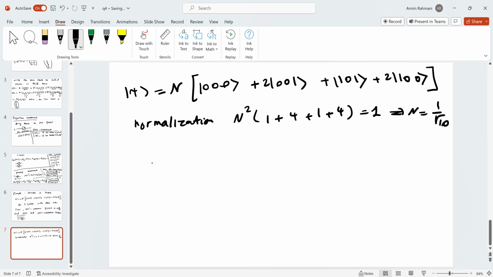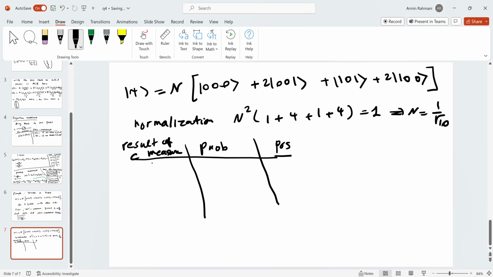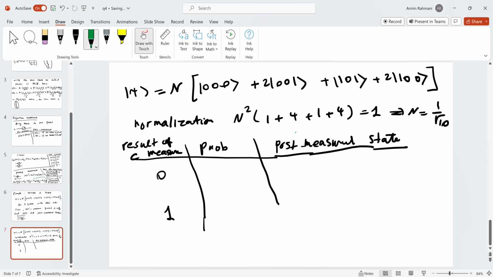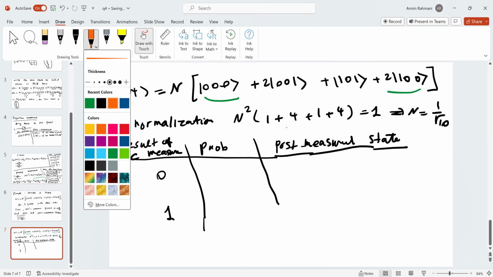Now, we measure C. So let's say result of C measurement, and then let's say probability, and then say post-measurement state. So we said C can be 0 or 1. It's just 1 qubit. So if it's 0, what is the probability? Well, out of these 4 states in the superposition, there are 2 that are consistent with 0. So this and that give me 0. And then this and this give me 1 for C.